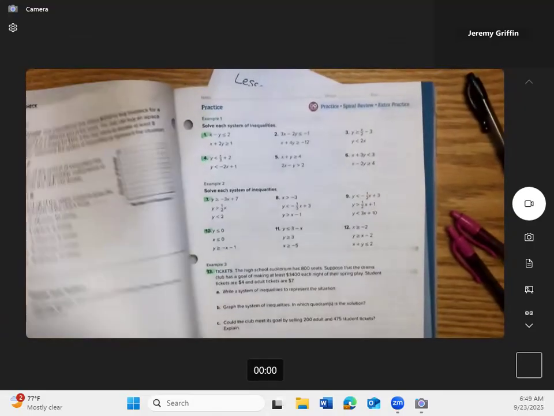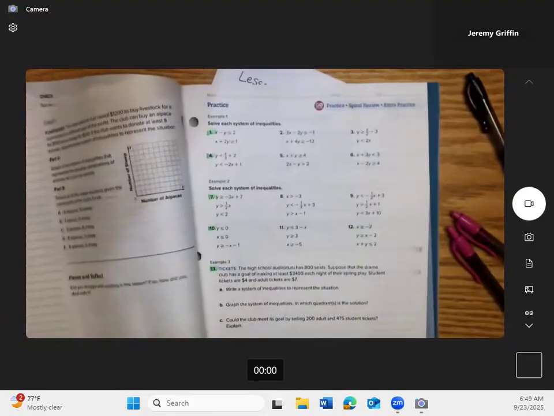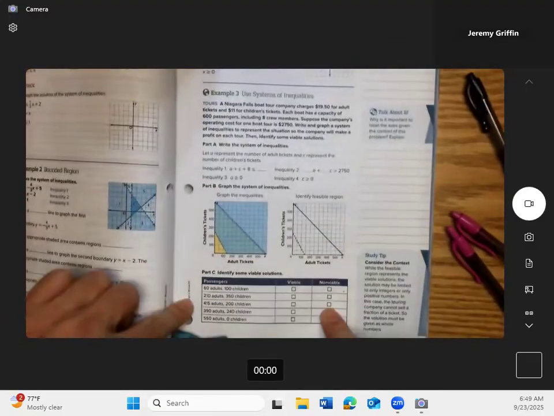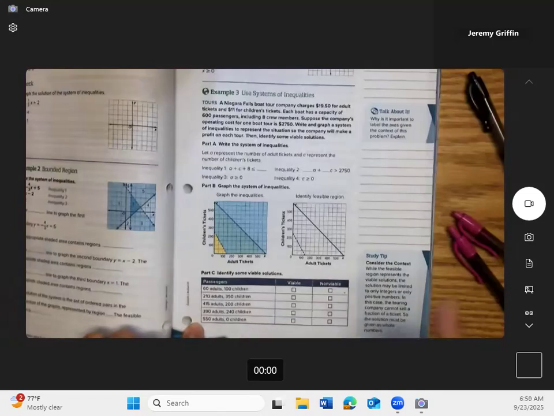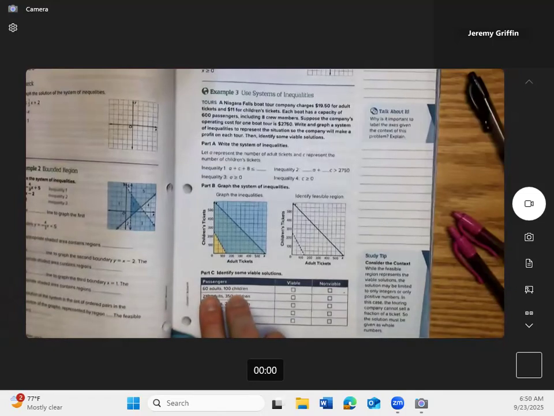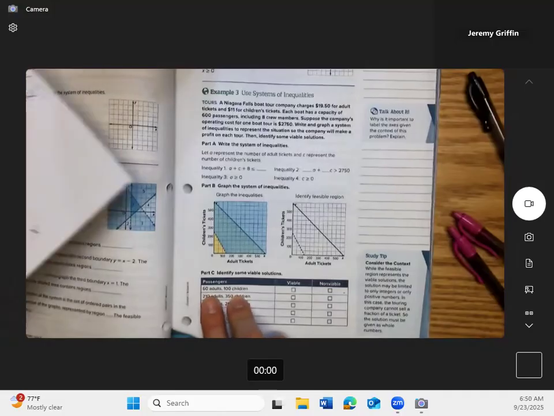You know what? Before I move on, I'm going to check some viable solutions. They give you 5 possibilities, so I'll pick 3 of these and test them out. Let's say 60 adults, 100 children. Would that be viable for what they're going for?